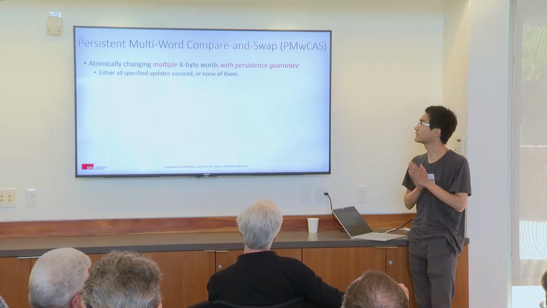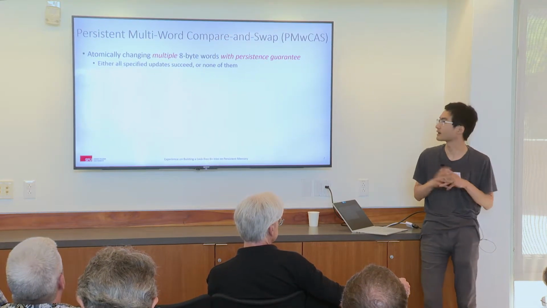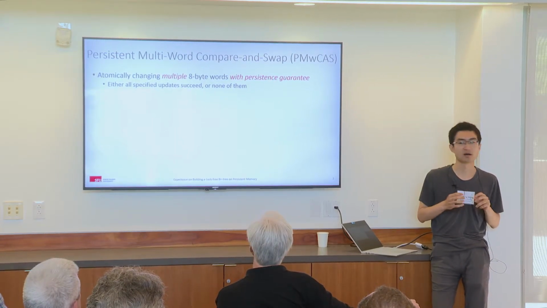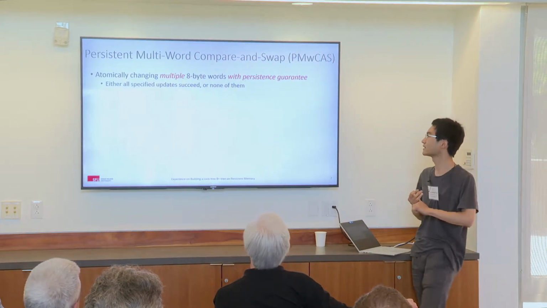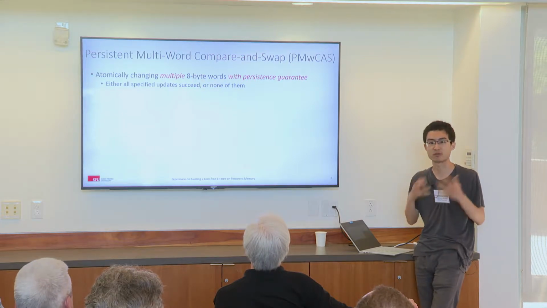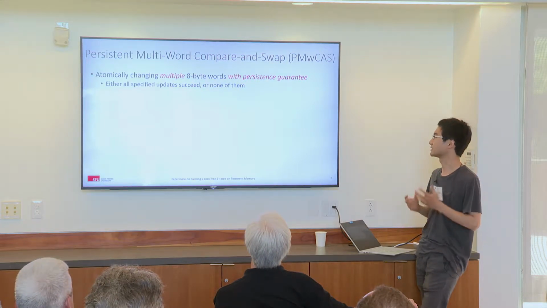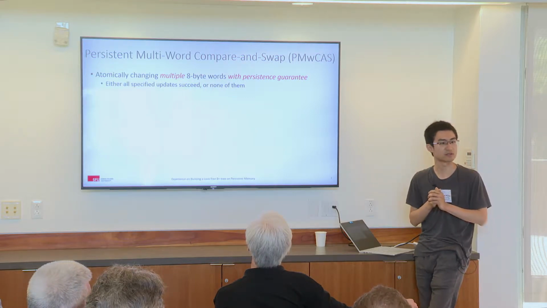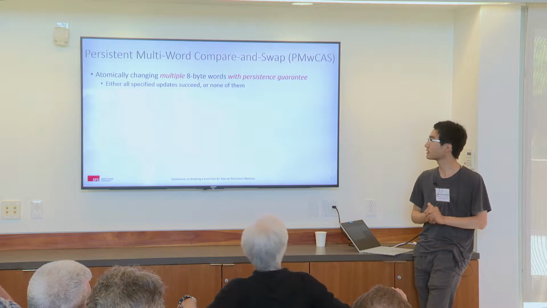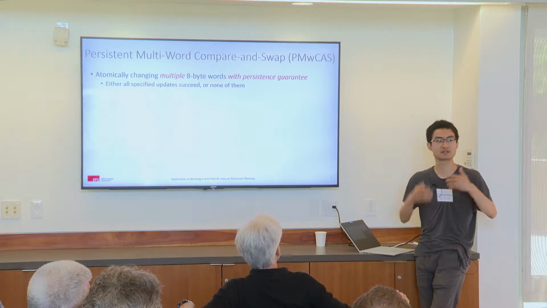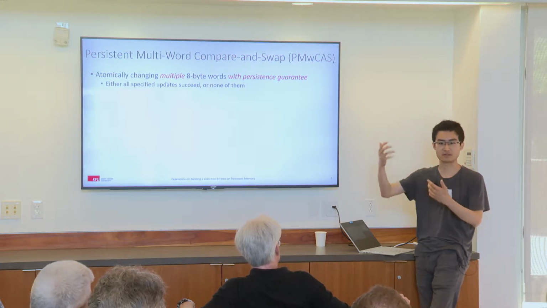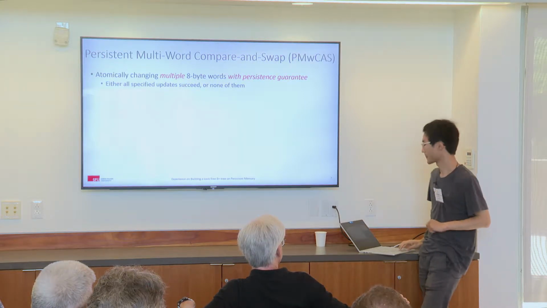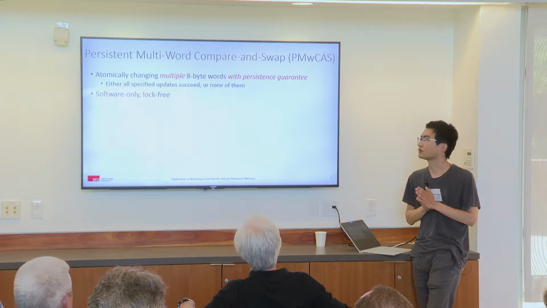A little bit like 3 years ago, we came up with this persistent multi-word compare-and-swap primitive, or PMwCAS. This thing allows you to atomically change multiple 8-byte words. Basically, following the CAS, or compare-and-swap, instruction interface provided by the hardware, you can specify: these are the words I want to change, these are the expected values, and these are the new values, and then boom, you can issue multiple such requests using this tool. This one is software only and lock-free.